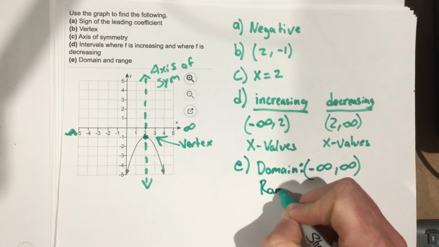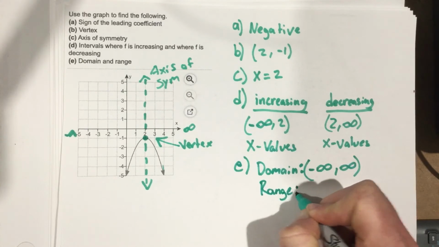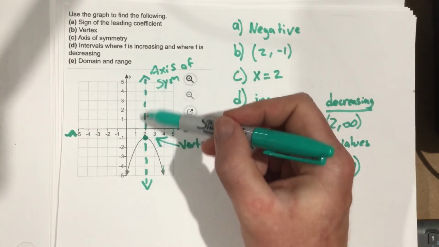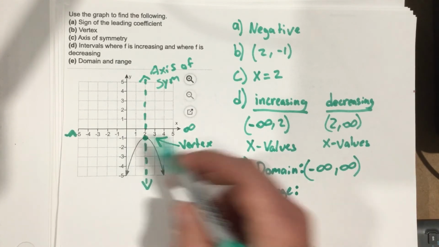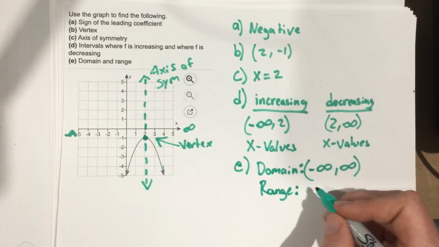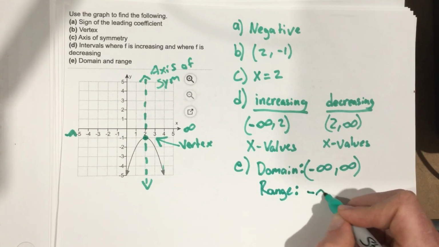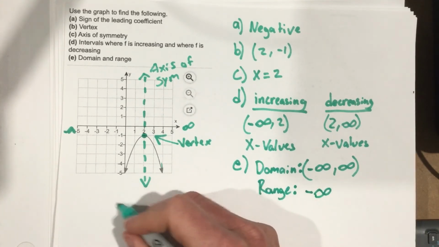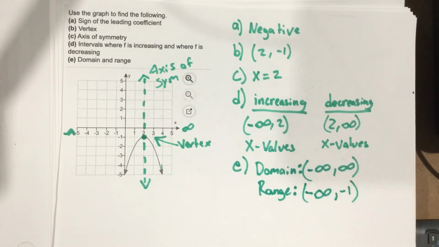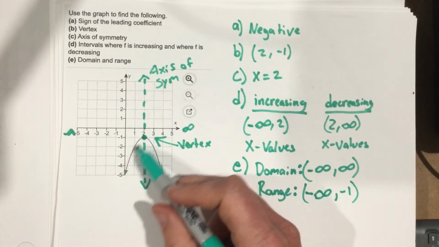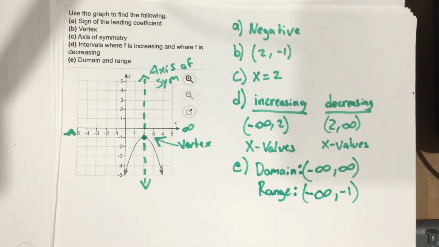The range, though, is the y values. And as you can see, this quadratic doesn't get above the y value -1. So our y values range from negative infinity, which would be down here, up to -1. And that's how we look at the graph and come up with the important information.